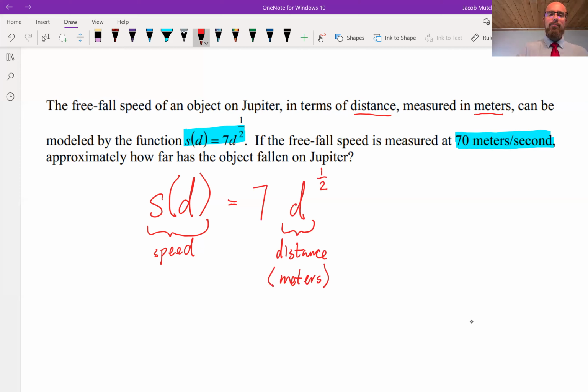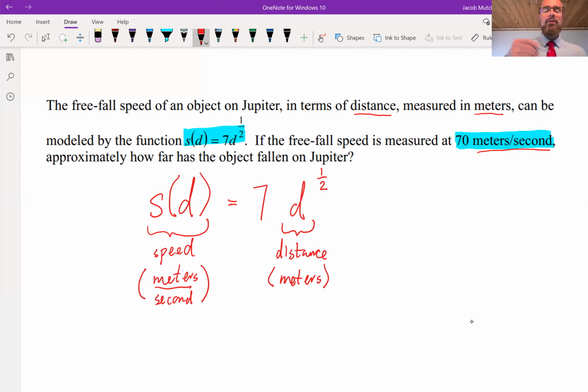The speed, we should put the units. That's going to be, we're given here some speed, meters per second. And so we got, again, a connection between the equation and the real life situation, the real life scenario. So our domain values here are about distance measured in meters. Our range values are about speed measured in meters per second.